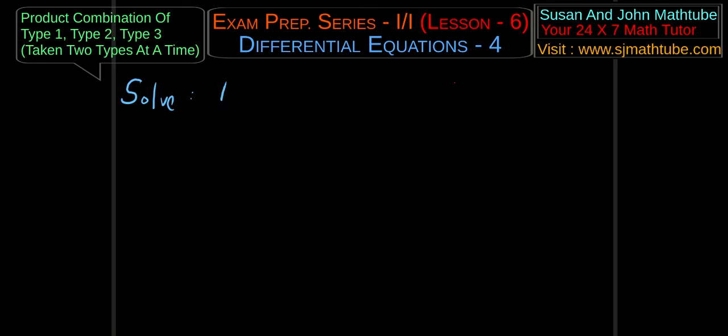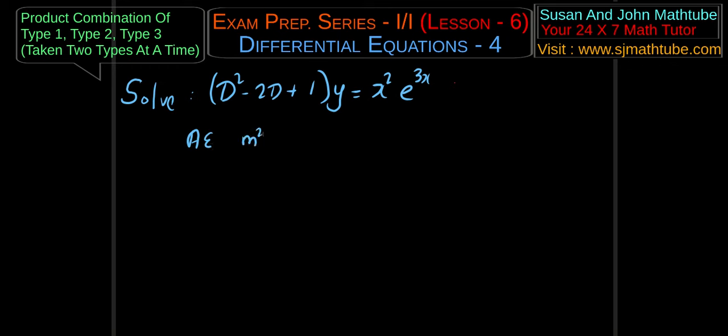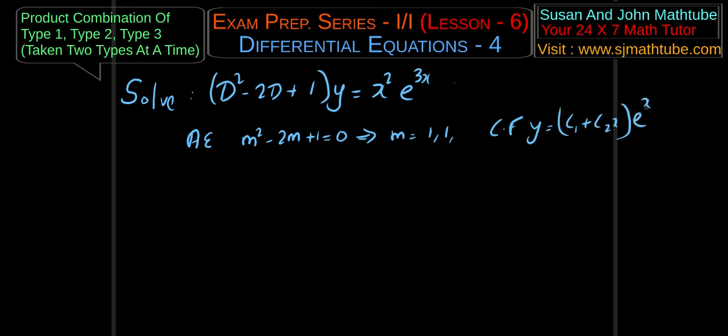Solve d square minus 2d plus 1 of y is equal to x square into e to the power 3x. So the same process. So first auxiliary equation, that's going to be m square minus 2m plus 1 equal to 0, implies m equal to 1 comma 1. So CF is y equal to c1 plus c2x times e to the power x.